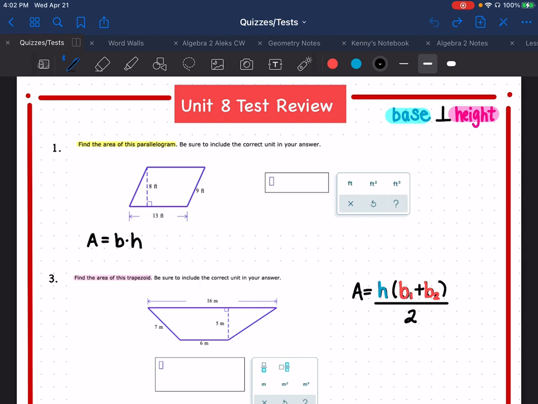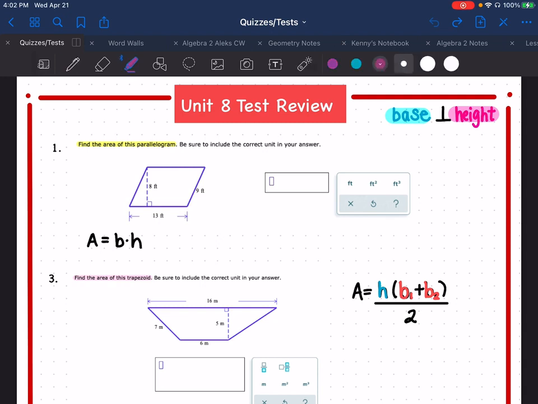Question number 1 is going to ask you to find the area of a parallelogram. It is going to say to include the correct units. Just a quick reminder that your bases and your heights need to be perpendicular to each other in the picture. And so let's go ahead and get started. The formula for the area of a parallelogram is base times height.